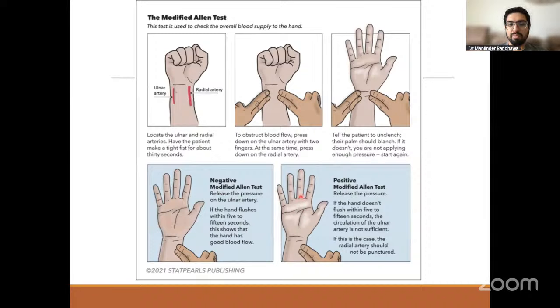If the hand remains blanched, it remains white for more than 5 to 10 seconds, that usually means that the ulnar circulation is not sufficient to supply this hand. And thus, in these patients, you should not prick the radial artery, because if you puncture, if you cause thrombosis or if you cause vasospasm, you can cause ischemia in the hand muscles.